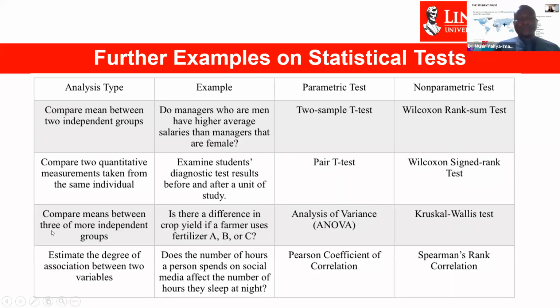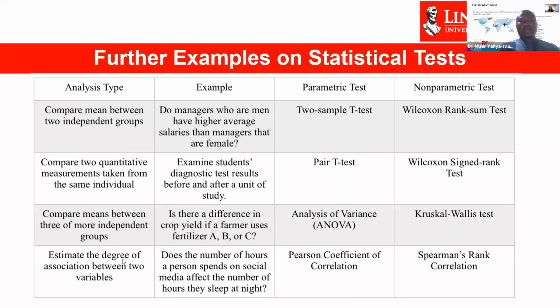Then another scenario could be if you want to compare means between three or more independent groups. An example could be: is there a difference in crop yield if a farmer uses fertilizer A, B, or C? If what you want to perform is a parametric test, then you can use analysis of variance. But if you are using a non-parametric test, you can use the Kruskal-Wallis test.